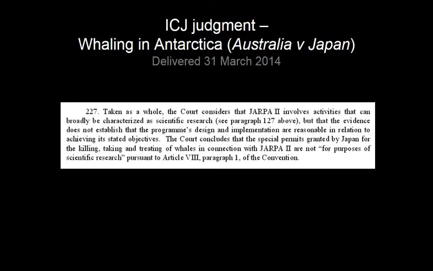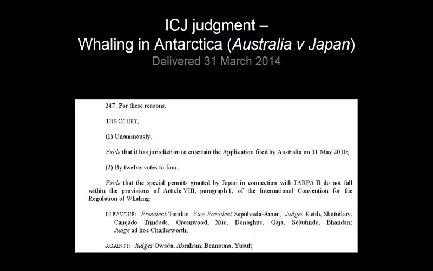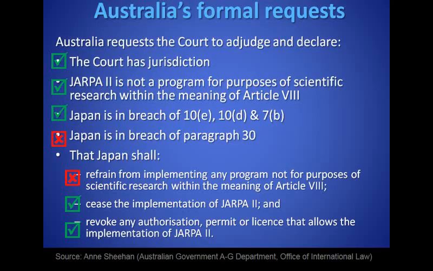So what Japan did after losing in this court case was go and redesign the program, have a smaller number of whales, and they're continuing to whale, but under a different program. So that's how they sort of got around it. So yeah, this is part of the judgment. So Australia's formal request, it won on a number of things. So this is one of the slides that Anne gave me, the solicitor. It won on the court having jurisdiction, etc. Japan was in breach. It didn't win on everything.